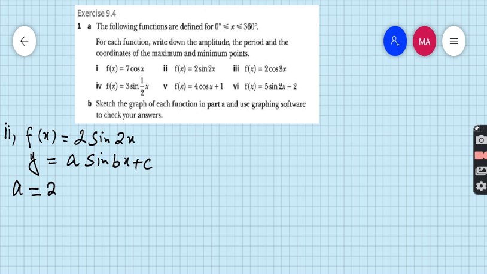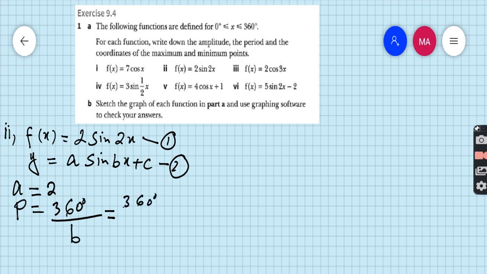Write down the period. The formula of the period, you know, is 360 degrees upon b. What is b? If you compare equation number 1 and the general equation number 2, b is the coefficient of x. Here the coefficient of x is 2. So 2 into 180 is 360 degrees. Therefore the period P is equal to 180 degrees.